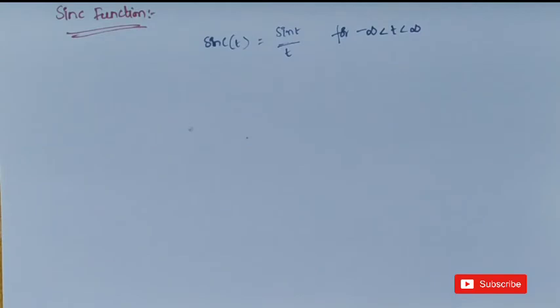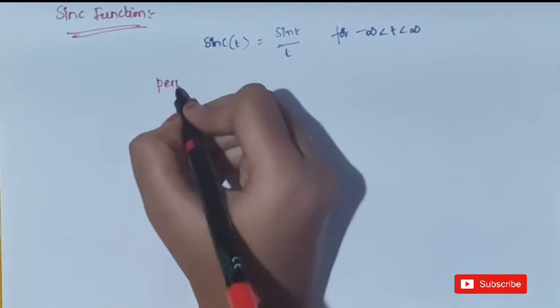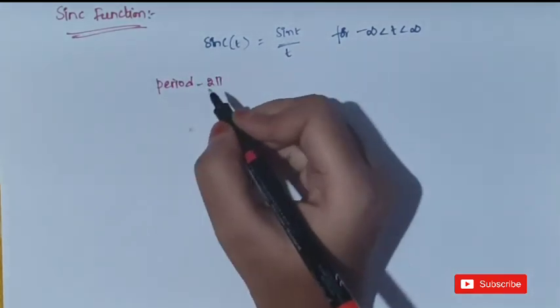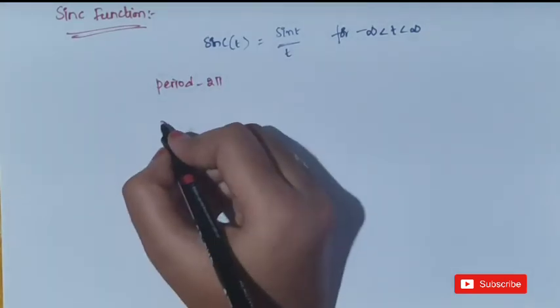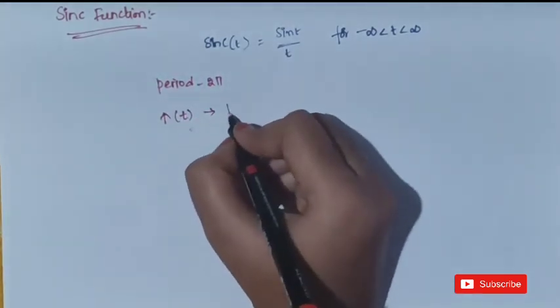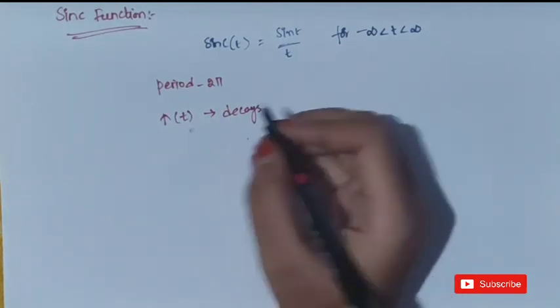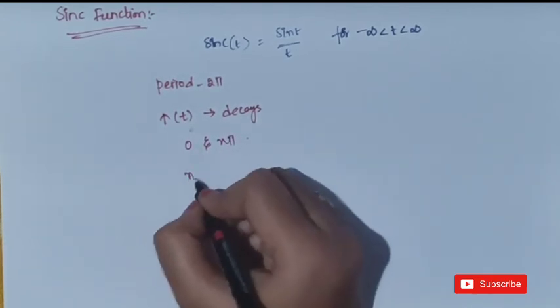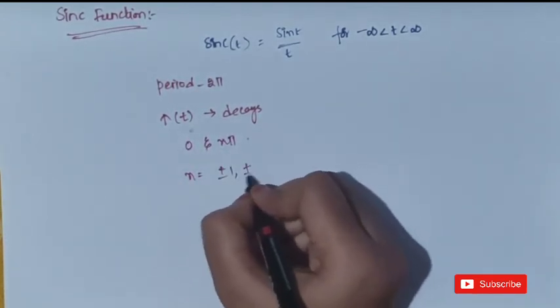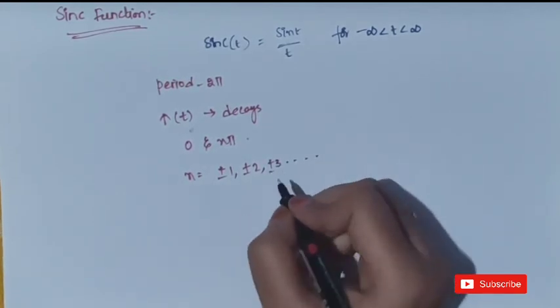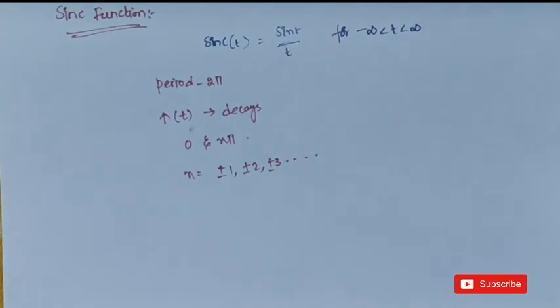In this sinc function, the function oscillates with a period 2 pi and decays with increasing t. Its value is 0 at n pi, where n is equal to plus or minus 1, plus or minus 2, plus or minus 3 and so on.